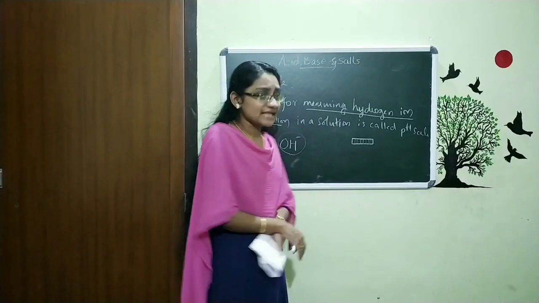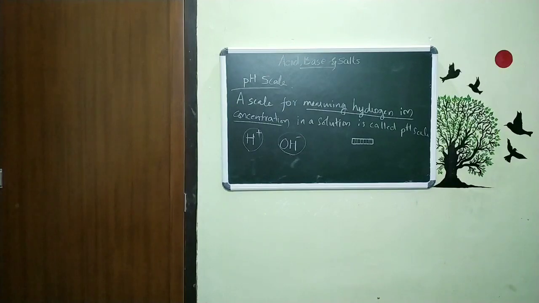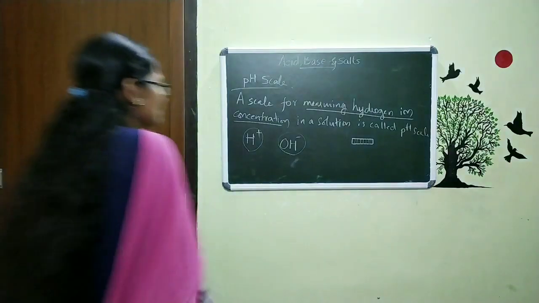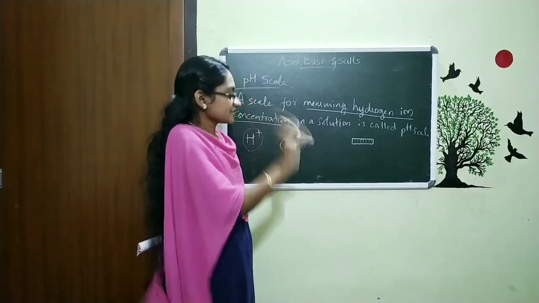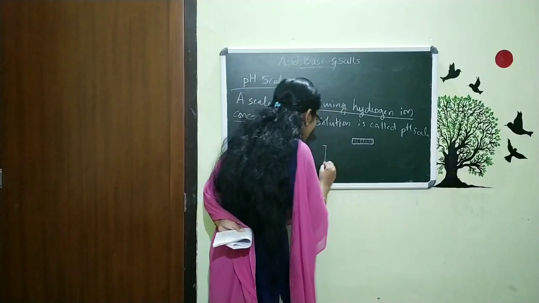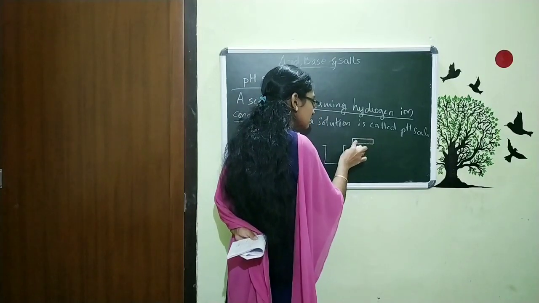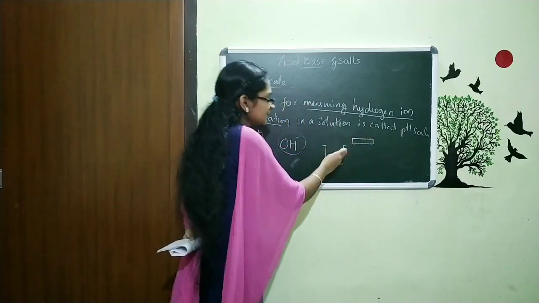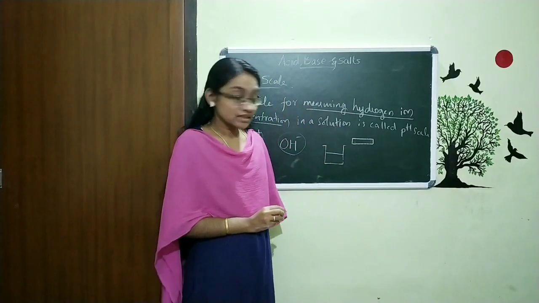In your textbook the diagram is in figure 2.7 on page number 26. That is only a rough demonstration of the colors. For example, I am dipping this, which is a normal pale color, and when I dip it in the water it gives a particular color.